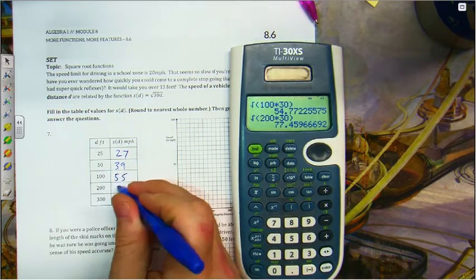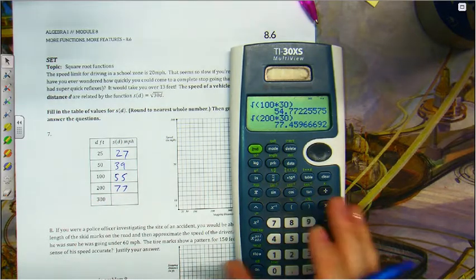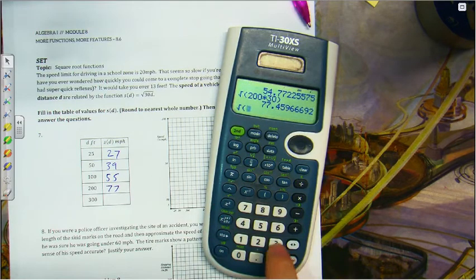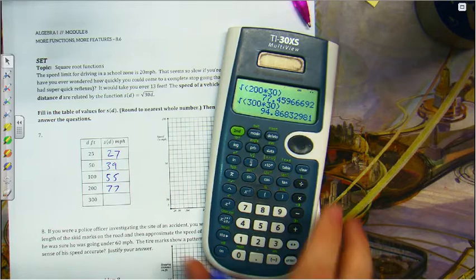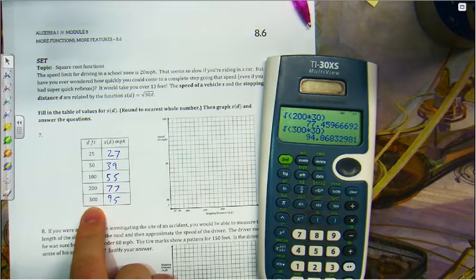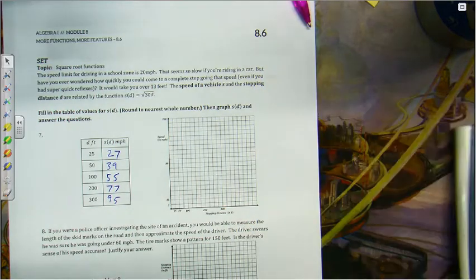77 miles per hour means I can stop in 200 feet. And last one, 95. And so if I want to stop in 300 feet, I can't be going faster than 95 miles per hour. Okay, so now let's graph it.